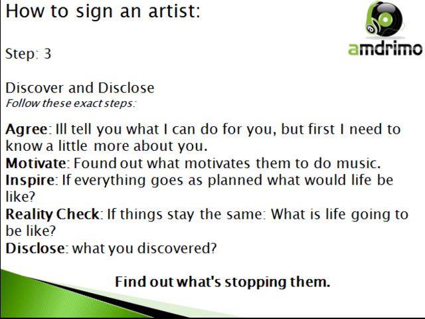Next one is the inspire phase. If everything goes as planned, what will life be like? So what you want them to do is to start to envision what life would be like if everything that they are trying to do actually works out. For example, the artist says, if this thing works out, man, I really can take care of my mom. I can get that house. I can take care of my kids the way I wanted to. I can really put myself in a really, really big position.